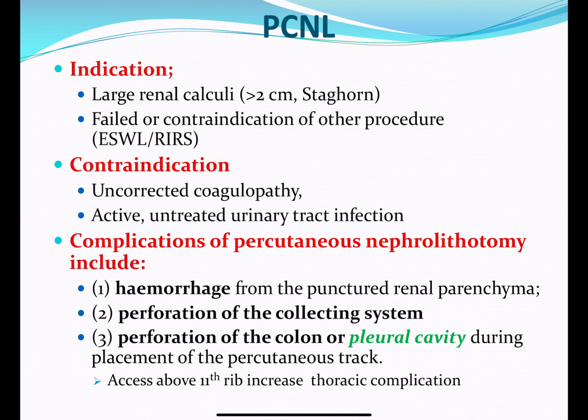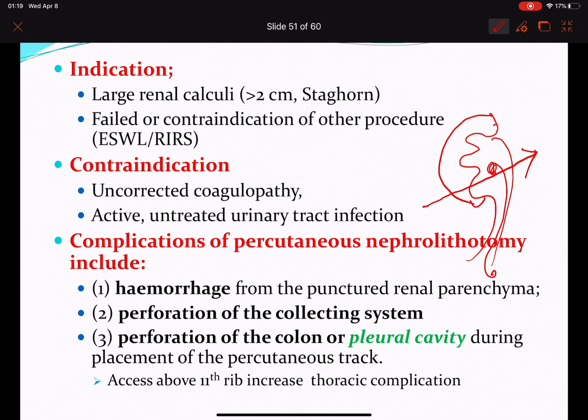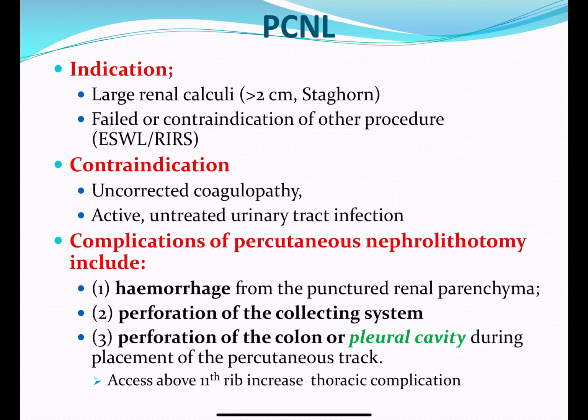Sometimes when you are puncturing the kidney, it is punctured through and through, puncturing the calyceal system or the pelvis. So it can happen. If that is seen, then just put a DJ stent, it will be okay. Sometimes another organ can be punctured, for example colon puncture. Colon puncture is not that common, but sometimes the colon lies posteriorly.